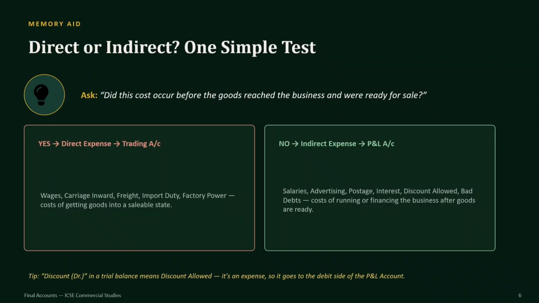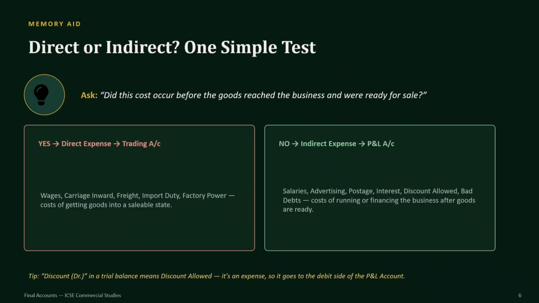Direct or indirect. These are the two different types of expenditures that are required to be clarified before posting any item into the trading or profit and loss account. Remember, all the direct expenses are posted in the trading account, whereas all the indirect expenses are to go to the profit and loss account.